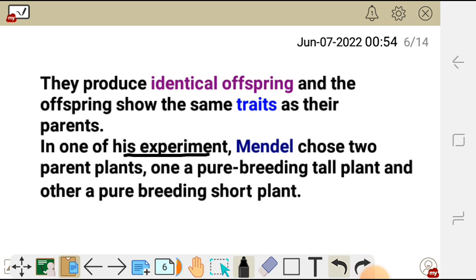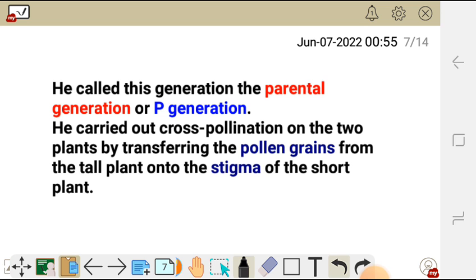So in one of his experiments, Mendel chose two parent plants, one a pure breeding tall plant and the other a pure breeding short plant. He called this generation the parental generation, or the P generation. Then he carried out a cross pollination. Cross pollination is a pollination in which a pollen grain is transferred to the stigma of another plant. He transferred the pollen grains from a tall plant onto the stigma of the short plant.